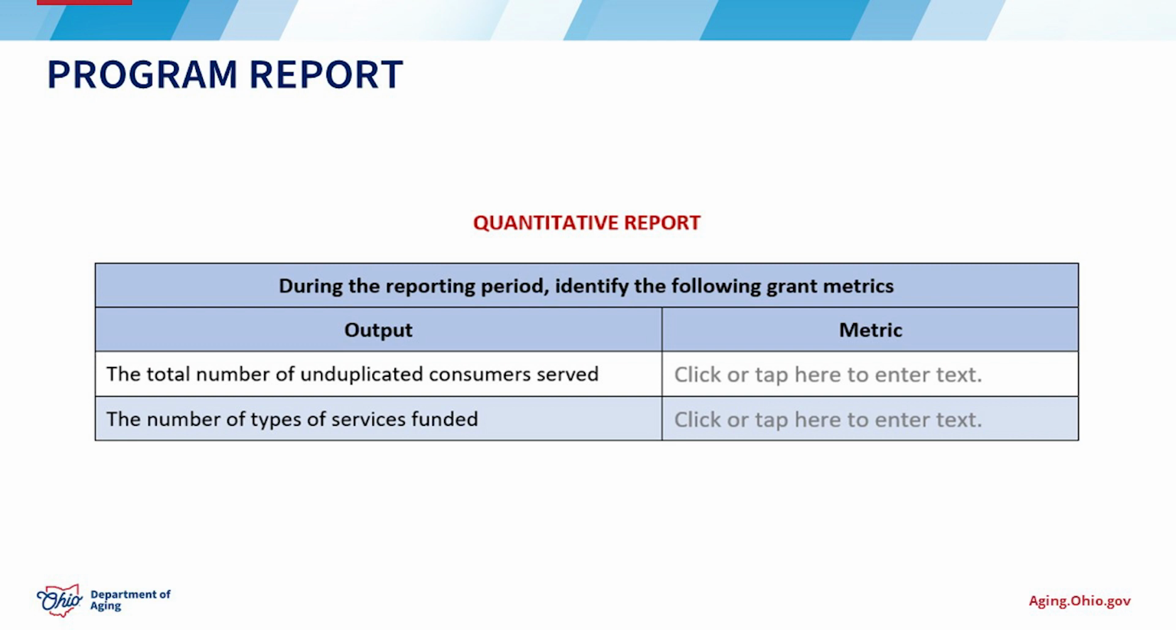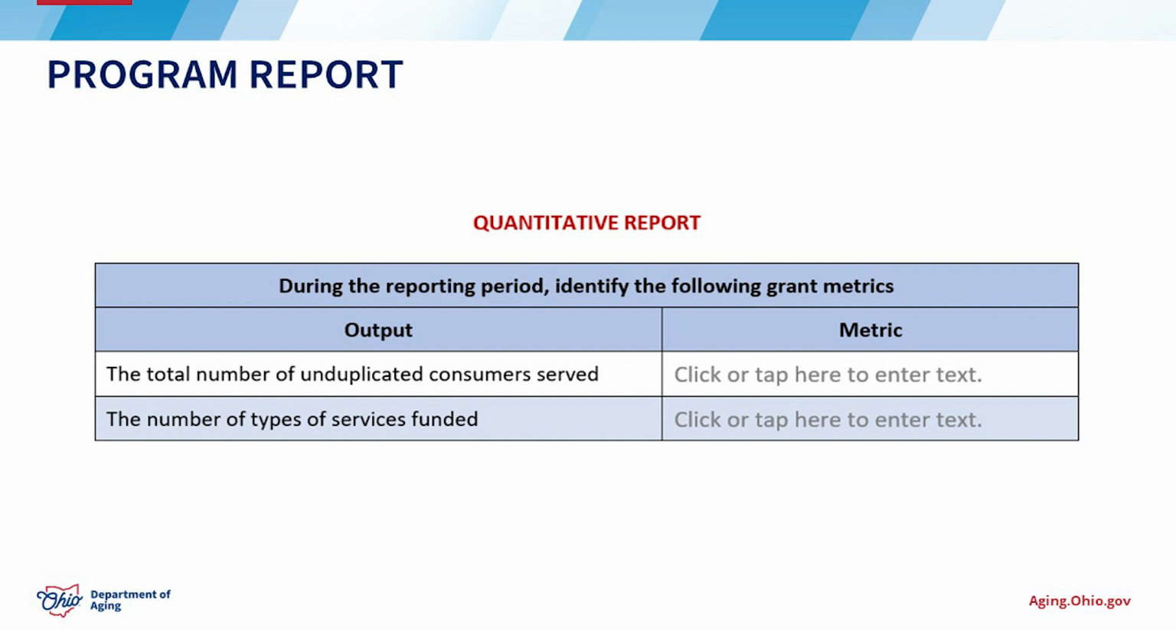Next up, you'll need to identify 2 grant metrics for the reporting period: the total number of unduplicated consumers served and the number of types of services that you funded. Unduplicated consumers means you are only counting an individual served by your grant funds once, regardless of the number of services they may have received.